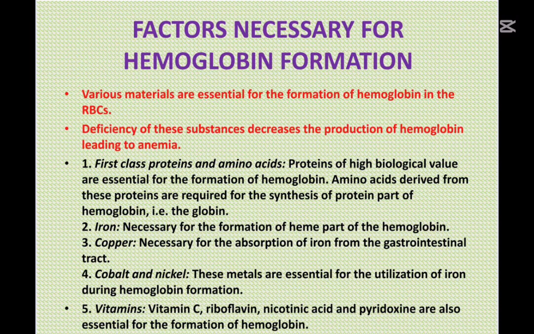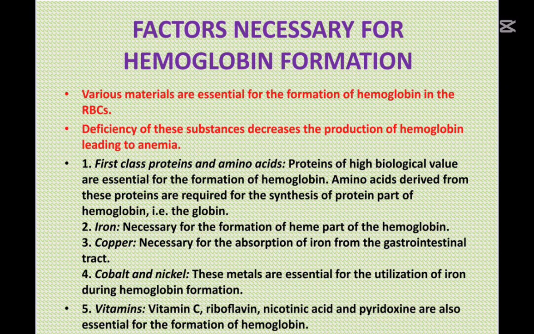So now we have various substances that are needed for hemoglobin formation. They are different. We have iron. Iron is very, very important. The heme part of hemoglobin needs iron. Are you getting me? Copper is needed for the absorption of iron. So take it: iron forms the heme part of hemoglobin, and copper is needed for the absorption of iron. Are you getting me? While cobalt and nickel are metals essential for the utilization of iron during hemoglobin formation. So get it: copper is needed for the absorption, cobalt and nickel are important for the utilization of the iron. Are you getting me now?